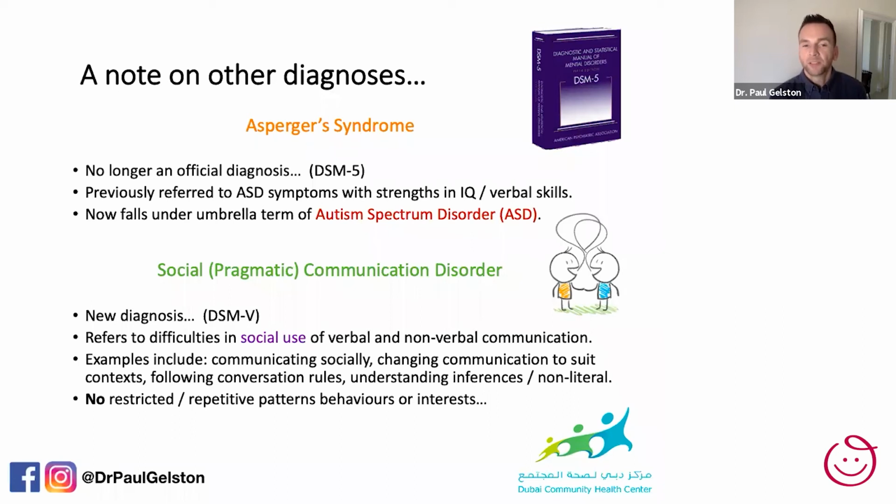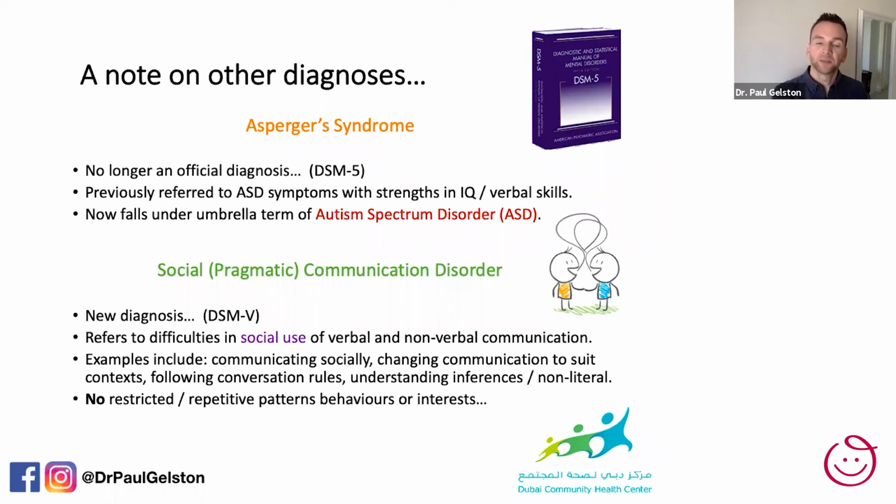Basically, Asperger's syndrome is no longer an official diagnosis. This was removed from the most recent update of the DSM-5, which is the official guidance for how to diagnose these conditions. So if people present with symptoms of Asperger's syndrome, they would now receive a diagnosis of autism spectrum disorder, and they would fall within that category.